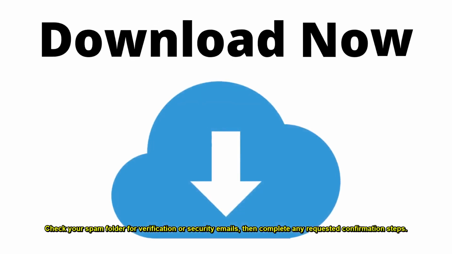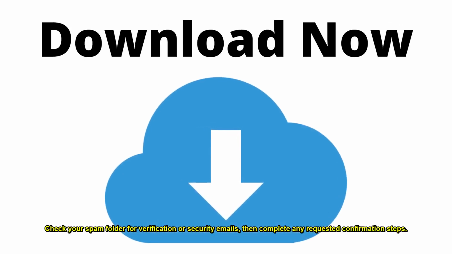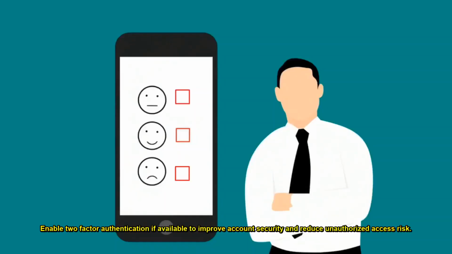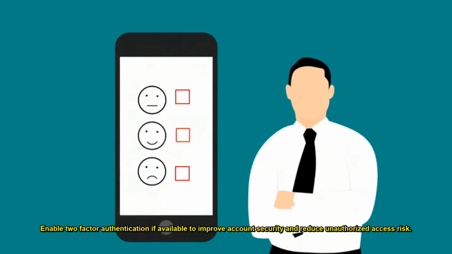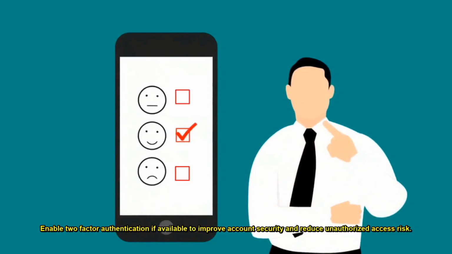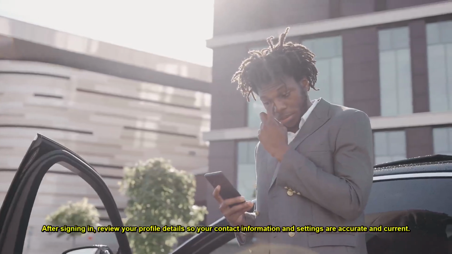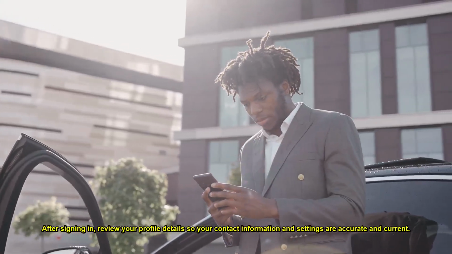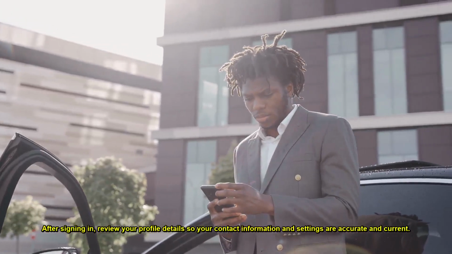Check your spam folder for verification or security emails, then complete any requested steps. Enable two-factor authentication if available to improve account security and reduce unauthorized access risk. After signing in, review your profile details so your contact information and settings are accurate and current.